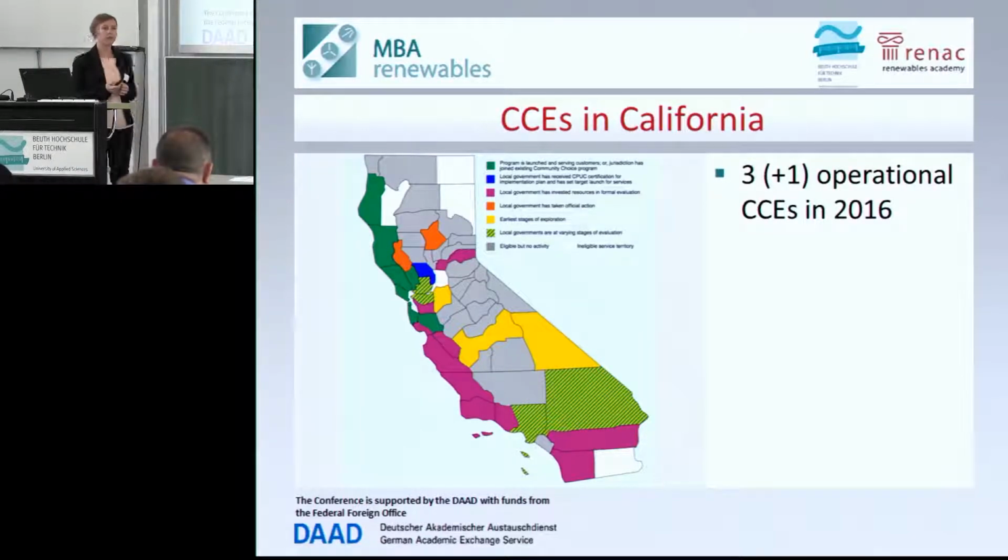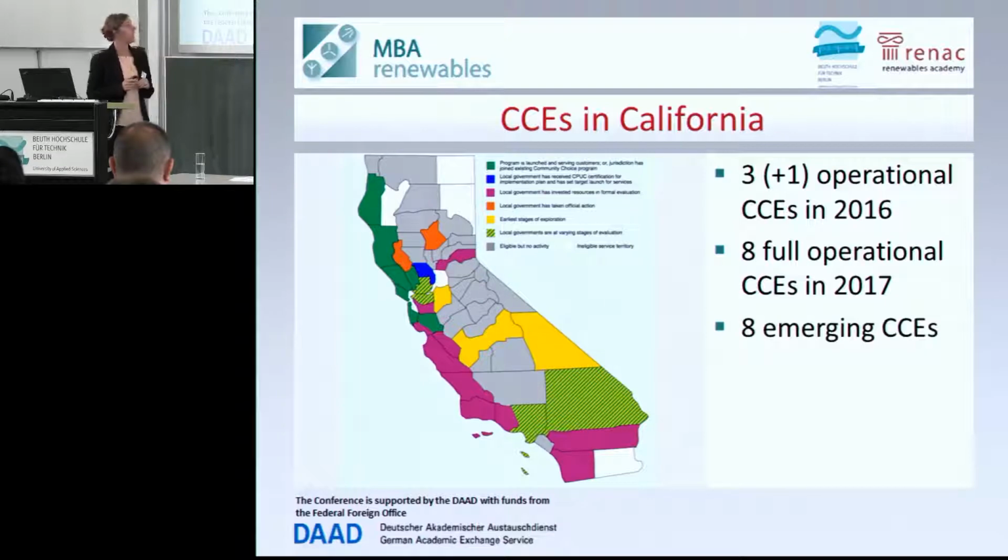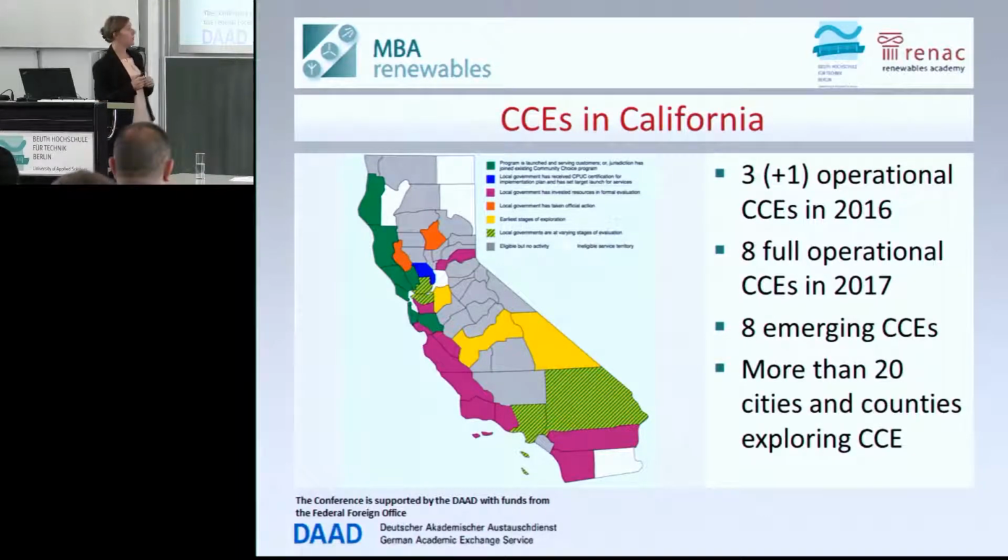When I did my master thesis, there were only 3 operational CCEs in 2016, plus 1 because it started in September, and that was San Francisco, the last one. Today, we have 8 fully operational CCEs, 8 emerging CCEs, which means that they're doing their feasibility studies and looking at the model, and more than 20 cities and counties exploring this model. One of the main drivers for implementing a CCE is that in California, climate policy is the main driver for the energy.